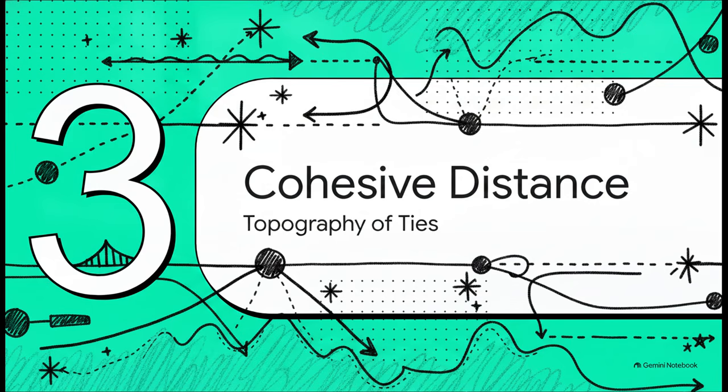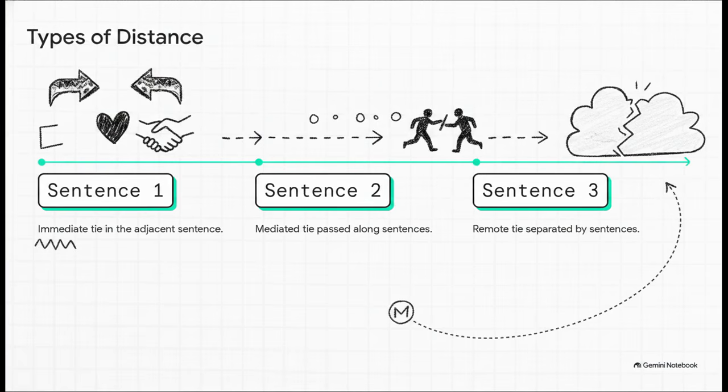Section 3. Mapping cohesive distance, the topography of ties. So, how do we measure the distance of these ties? Well, we don't measure them in inches or even by word count. We measure distance purely by the number of intervening sentences. It's a topological map. An immediate tie happens right next door in the very adjacent sentence. But if the meaning has to skip over sentences that have absolutely nothing to do with it, we call that a remote tie. And if the meaning gets passed along from sentence to sentence, kind of like a baton in a relay race, that creates what we call a mediated tie.